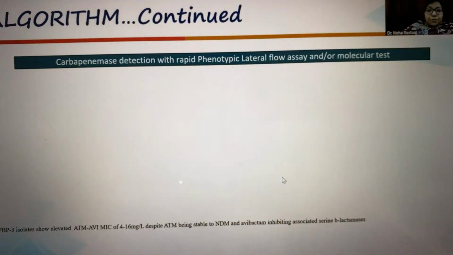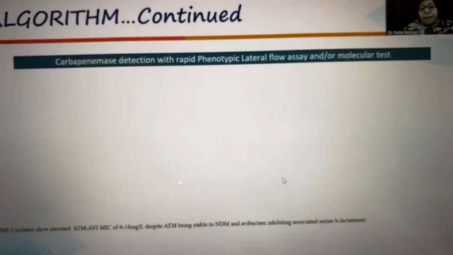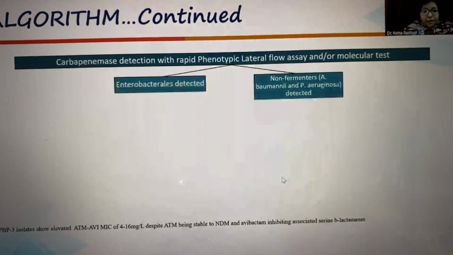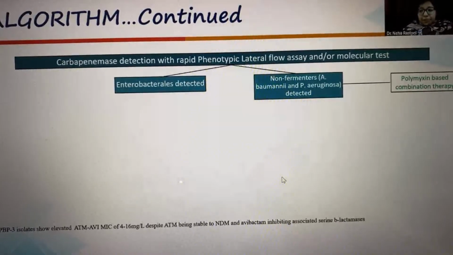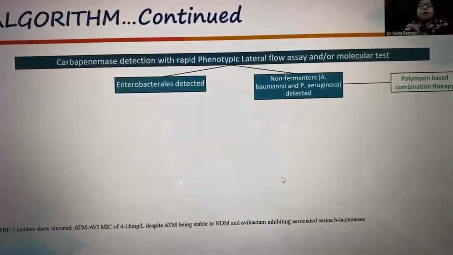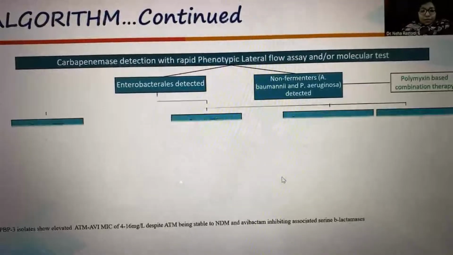Now, this is just to give a final glimpse: you have carbapenemase detection, with rapid phenotypic lateral flow assays and or molecular testing backed up. You have Enterobacterales detected or non-fermenters detected. Then for the non-fermenters, if you have Acinetobacter, sulbactam-based therapy with polymyxin, or if you have Pseudomonas, a polymyxin-based combination therapy.